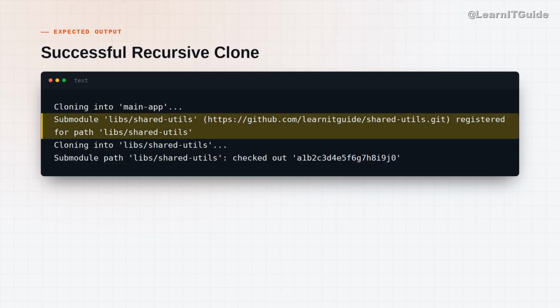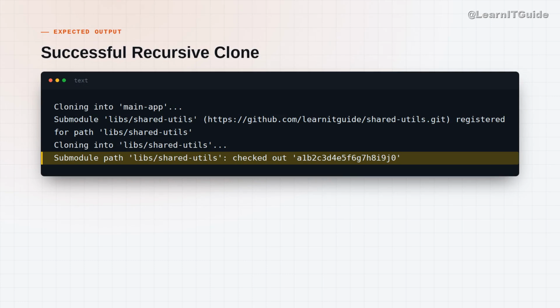The output confirms that Git registered the submodule and checked out the specific commit we committed earlier. Now, your build environment is perfectly synchronized with your development environment. This is exactly what you want to see when you are deploying to production.